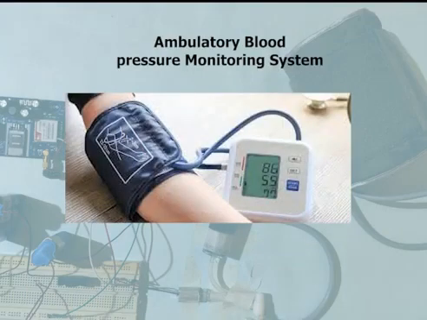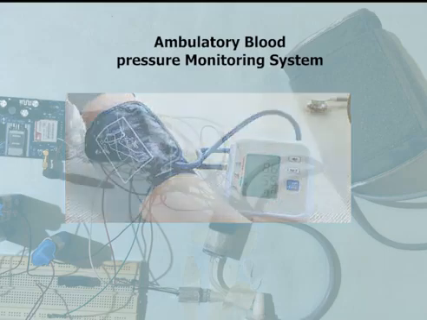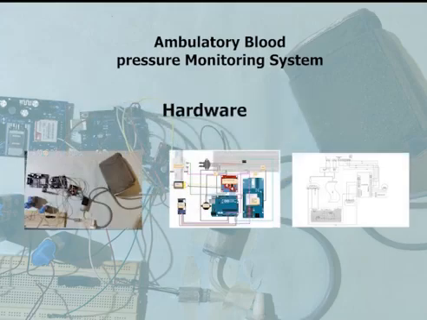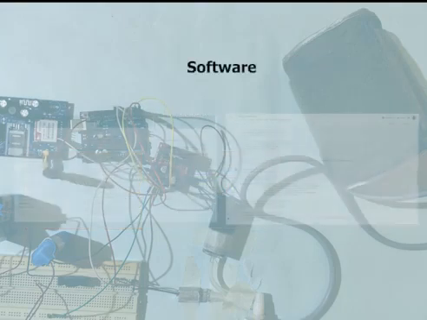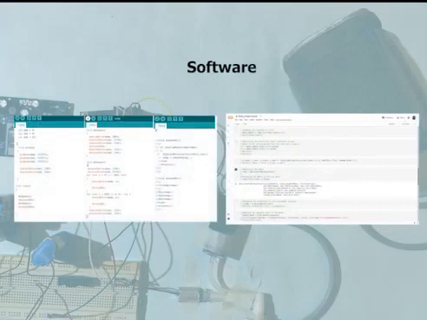Ambulatory Blood Pressure Monitoring System. Our project design is divided into two parts: to develop a prototype design for an ambulatory blood pressure monitoring system, first being hardware, which we have designed from scratch, and second being the software, which comprises the algorithm code for the hardware in embedded C. And for machine learning, we make use of Python.